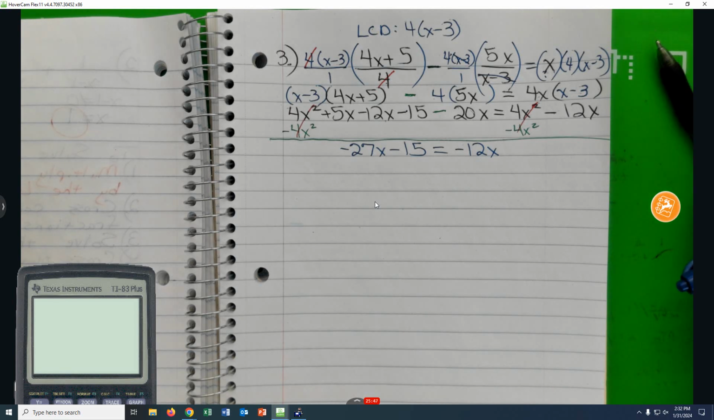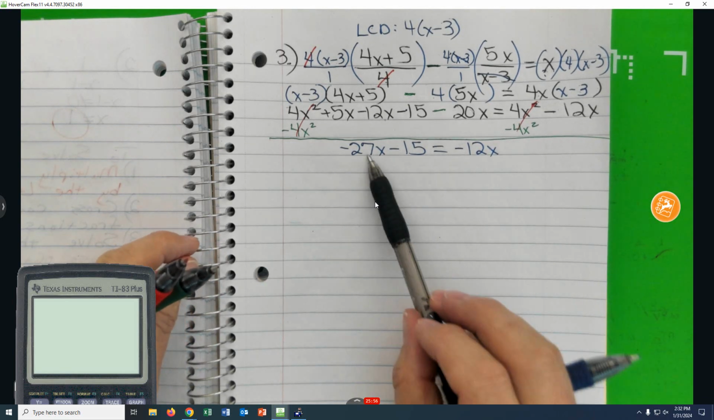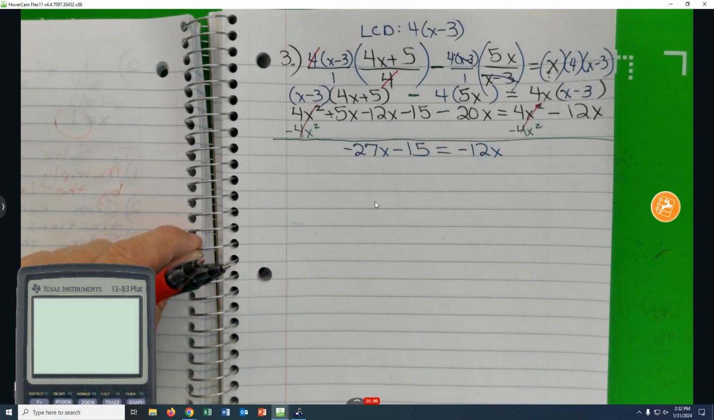Question? Well, we're going to combine the x terms together. We have to get all of the x terms on one side. We're not through, okay?